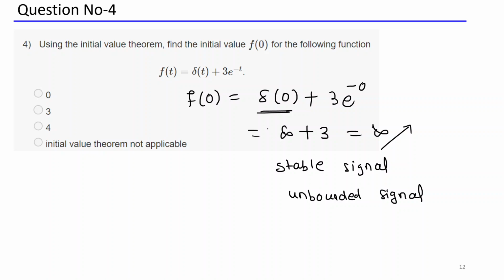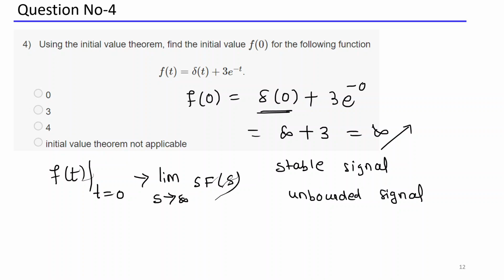Suppose somebody doesn't know what is the value of delta 0. Most people think that delta of 0 is equal to 1. This is wrong. Delta of 0 is equal to infinity. Now to find the initial value theorem, f of t at t equal to 0 is nothing but the limit s tends to infinity of s into F of s in the Laplace domain.